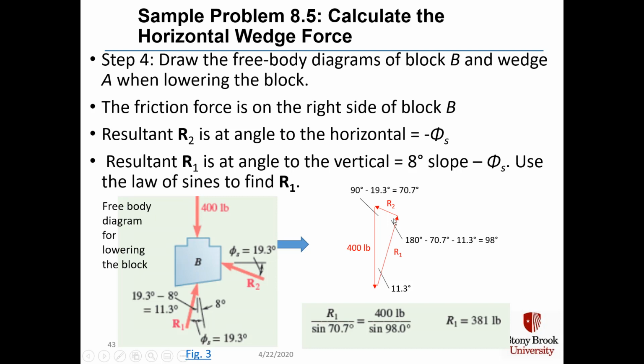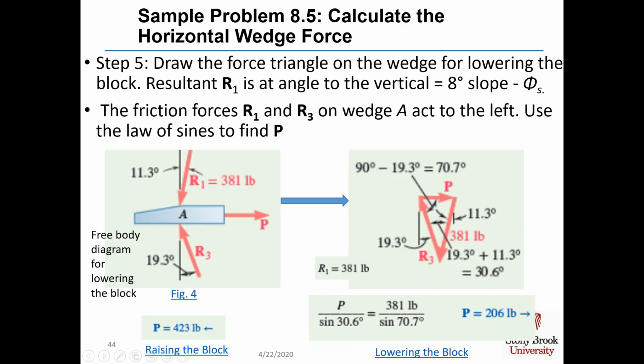And then the third angle just comes from taking 180 degrees and subtracting the 70.7 and the 11.3 degrees to get 98 degrees. We again use our law of sines and find that R1 equals 381 pounds. In step 5, we draw the force triangle on the wedge for lowering the block. Result in R1 is at angle to the vertical equal to slope minus phi sub s. That's why we get a minus 11.3 degree angle here.